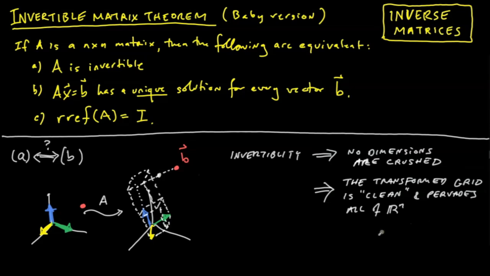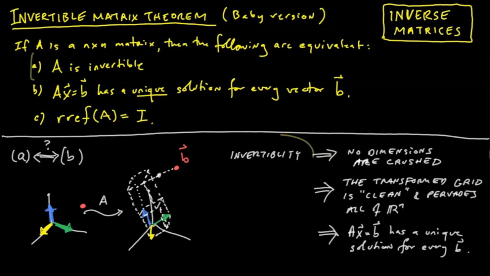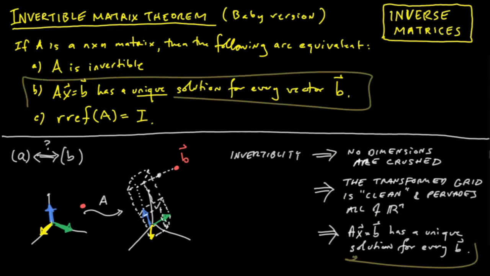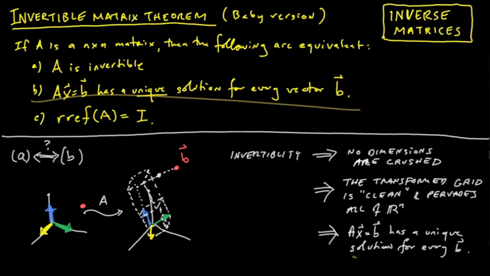So the fact that the transformed grid is both clean and pervades all of Rn does indeed imply, if you understand how to visualize such things and think about them, that Ax equals b has a unique solution for every vector b. Good. So now we understand why invertibility, which is statement A here, implies the uniqueness of solutions to Ax equals b, which is our second statement right here. And in fact, it runs the opposite direction as well.